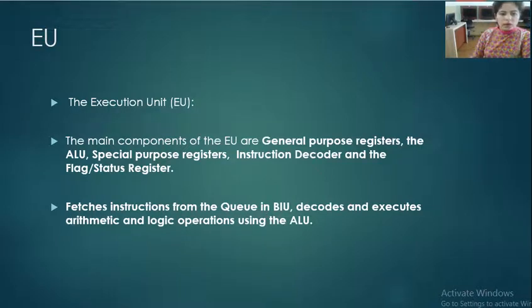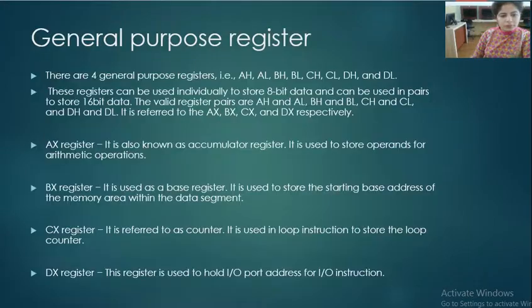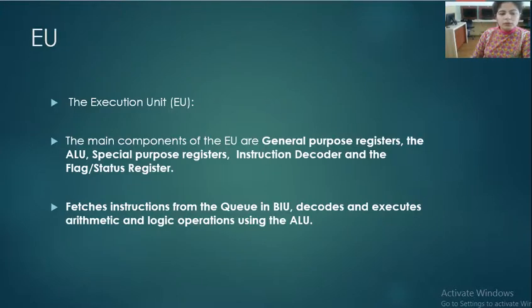As mentioned, these are the main units of the EU. You can check in the architecture. The main units of the EU are all these units and you have to write the names of all these units like ALU, flags, temporary register, data registers and special registers, that is stack pointer, base pointer and all these. Okay, now this is the main introduction of EU.